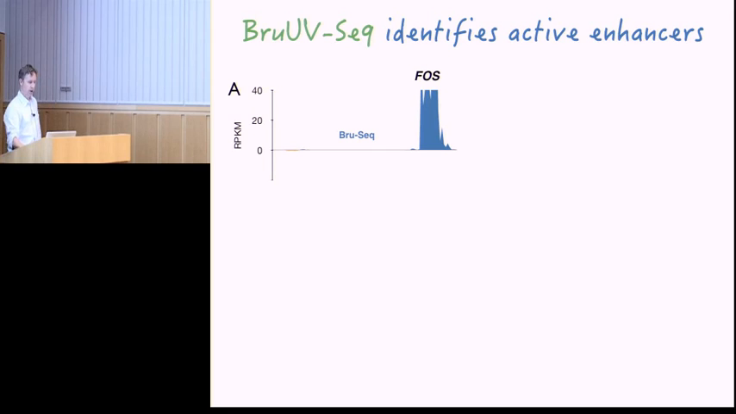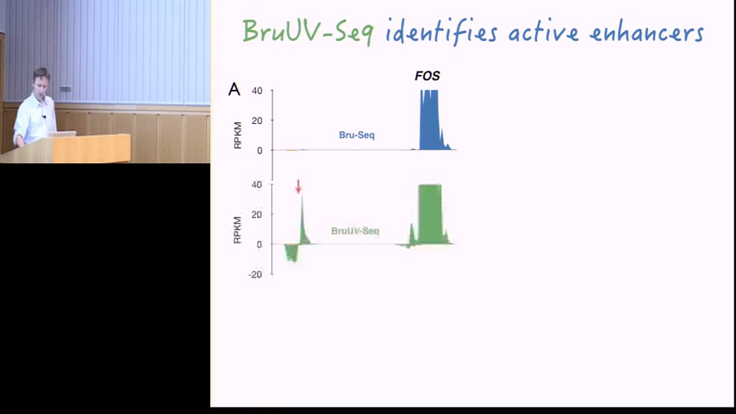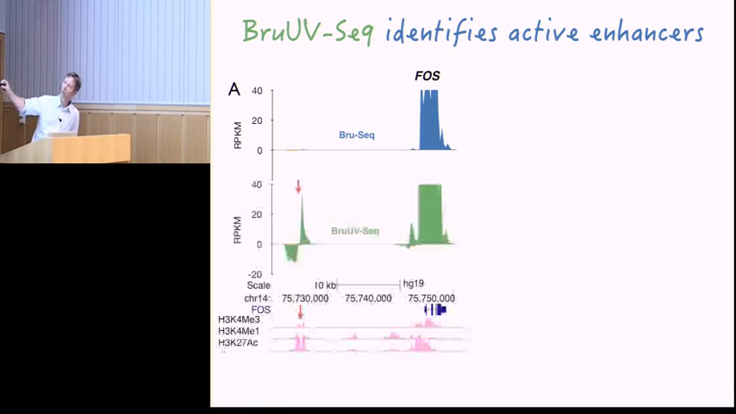So here's a FOS gene. It's highly transcribed. And I'm showing some upstream region here that has a potential enhancer element. We don't see it. So even when we use the nascent RNA, the newly made RNA, we don't see any eRNA. And there's a potential enhancer here that's been identified by other groups. With the BruUV-Seq, you see this enormous enrichment for reads right over this potential enhancer mark.